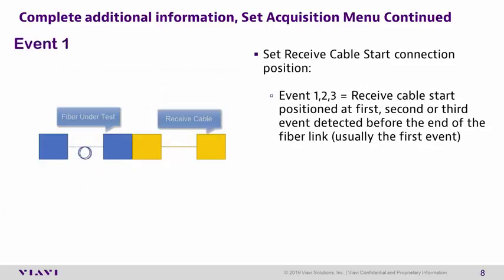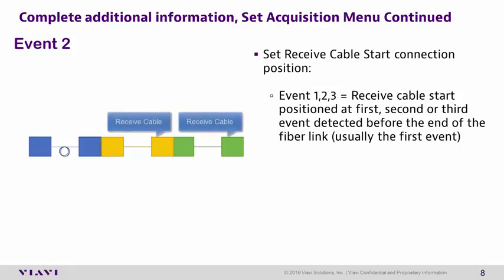Select event 1 if you're using one receive cable. The start of the receive cable will be identified as the last event. Event 2, select this if you have two receive cables at the end of your fiber under test. Once again, the start of the first receive cable will be identified as the last event of the fiber under test. And event 3 is selected if you have multiple receive cables or a receive cable with a splice in it. The start of the first receive cable will be identified as the last event.